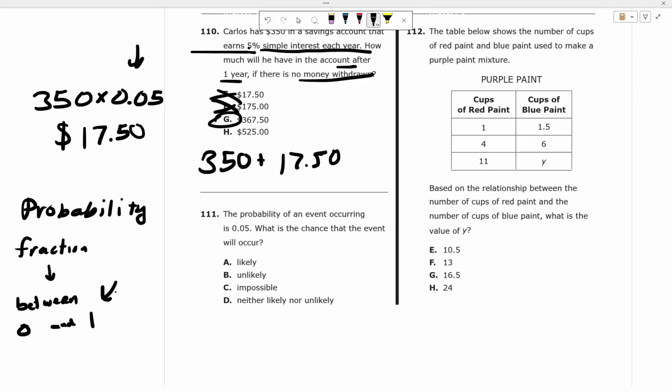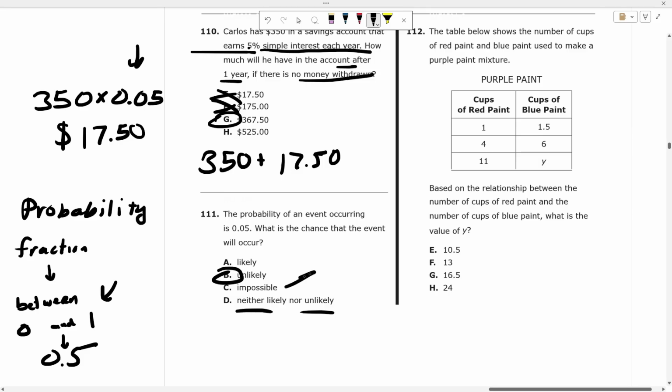So a probability is always going to be between 0 and 1. 0 meaning impossible, 1 being guaranteed. It's always going to happen. So the closer your probability is to 0, the more unlikely it is to happen. And if it is 0, it's impossible. And the closer you are to 1, that means that it is going to be guaranteed. Now, if it's 0.5, if it's right in between, that means the probability is neither likely nor unlikely. So knowing that, the correct answer has to be B.